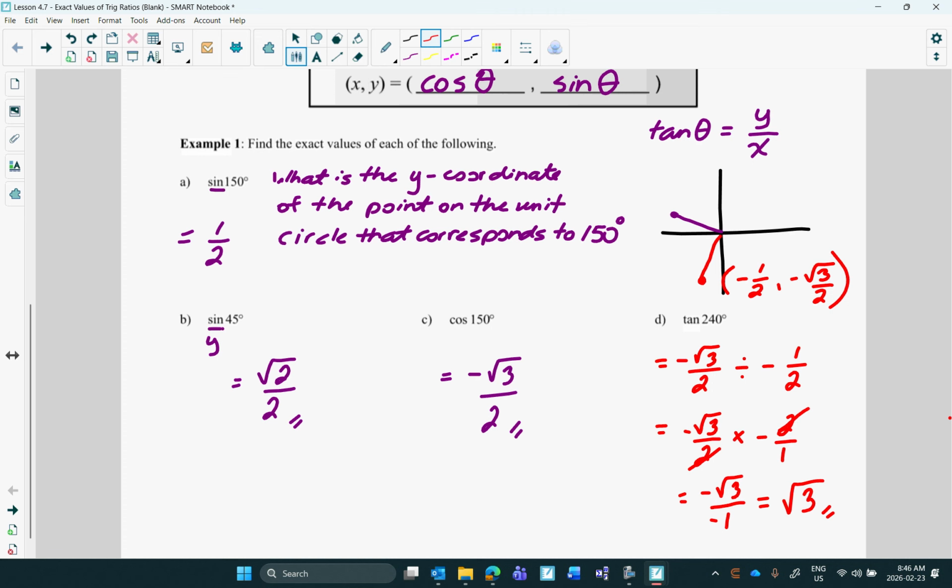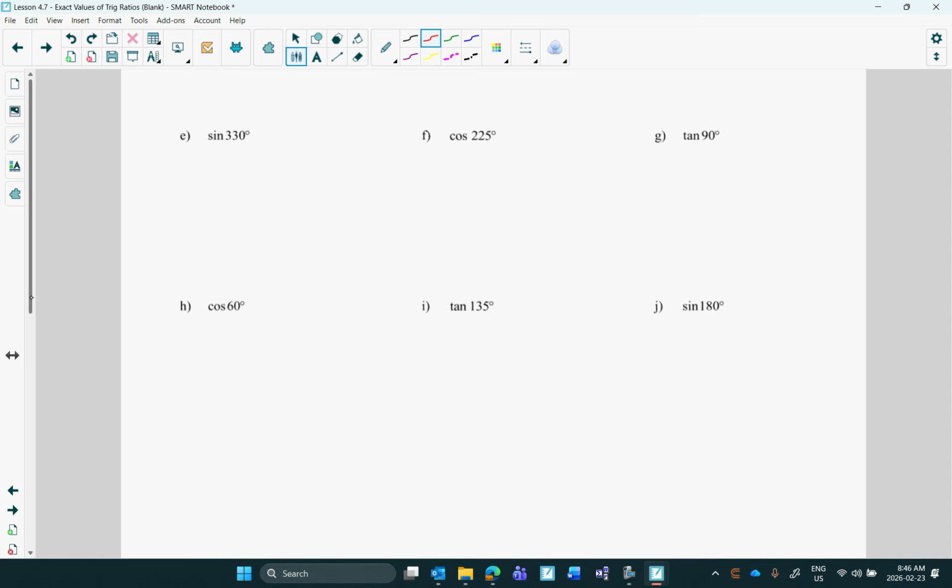So cos, read the x-coordinate. Sine, read the y-coordinate. Tan, divide the y-coordinate by the x-coordinate. Few more. Use your unit circle if you need to. But again, you should be starting to remember the points on the unit circle rather than having to reference it all the time.